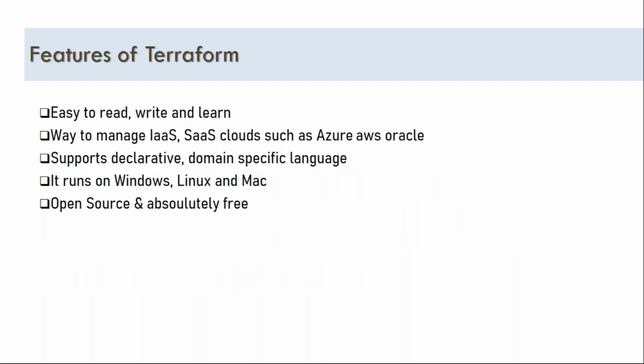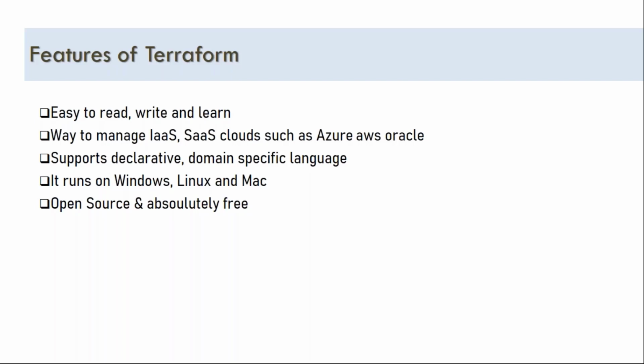So what are the special features? Why are we going to use Terraform only? There are a lot of other options also. Every cloud has its own specific CLI tools. If you look at AWS, CloudFormation is one of the tools that works only in AWS. Azure also has templates.